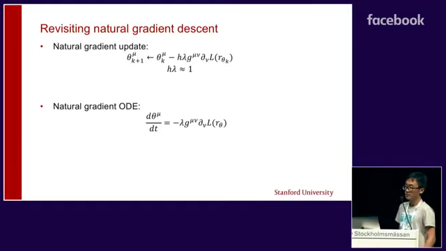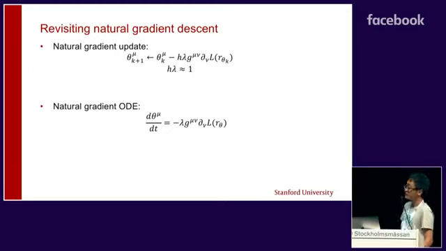Here, theta is the parameter, and h times lambda is the learning rate. L is the loss function, and G mu nu denotes the coefficients of the inverse Fisher information matrix. Usually in practice, we set the learning rate to be a scalar close to 1. We show that this natural gradient update can be viewed as approximately solving the following natural gradient ODE with the forward Euler method. In the paper, we show that the solution of this natural gradient ODE is exactly invariant to any differentiable parameterizations.